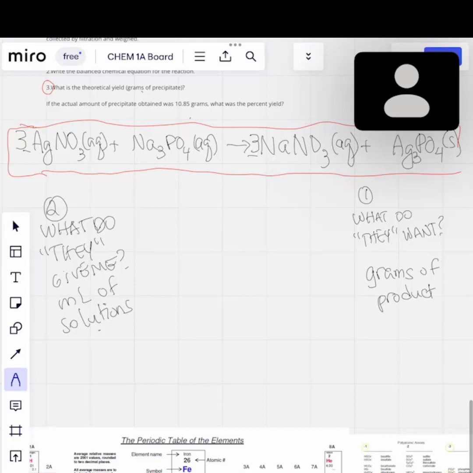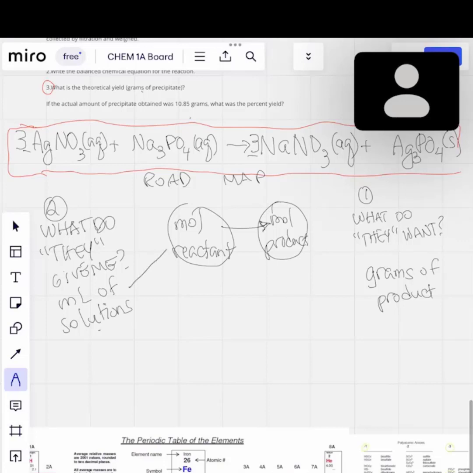Just remember, in this roadmap that we're going to build, the chemical equation is transacted in moles. So what you have is going to be moles of reactant and moles of product. This is the way the reaction is transacted always. This is the currency of the chemical equation, moles of reactants and moles of products. The question is going to be, how do I get from milliliters of solutions into moles of reactants, and how do I get from moles of products into grams of products?